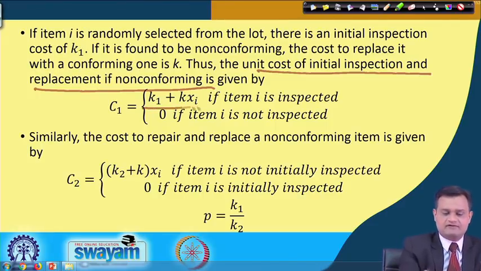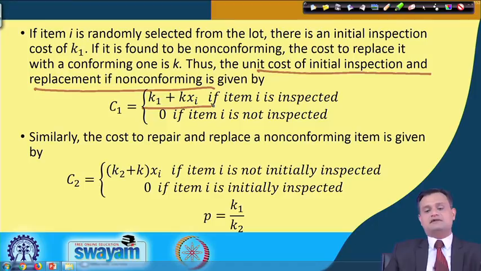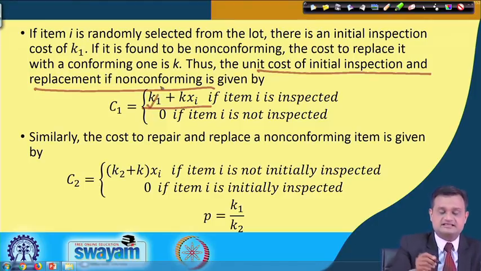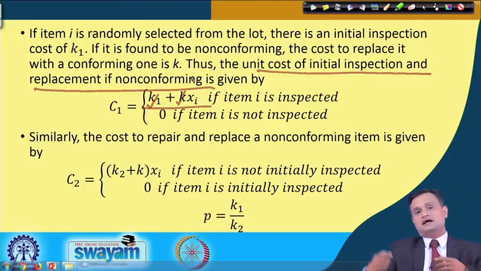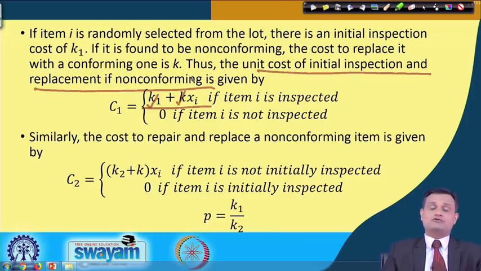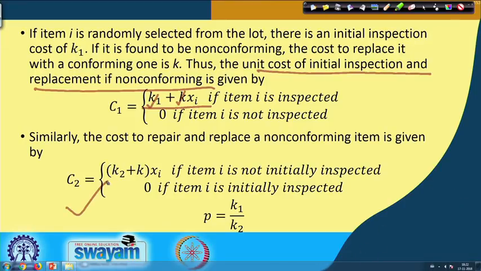So C1 is K1 plus K Xi if item i is inspected, where K1 is the initial cost of inspection, and K is the average cost of inspection, as I have to identify the non-conforming item from the lot supplied by this vendor and replace it. And then I have C2, that is K2 plus K Xi. K2 you know, and K is my average cost multiplied by Xi.